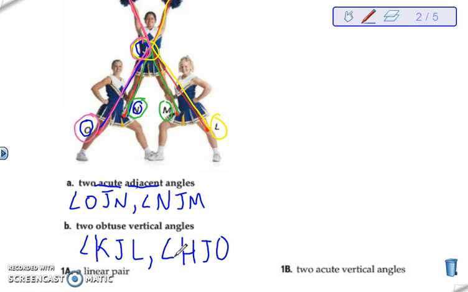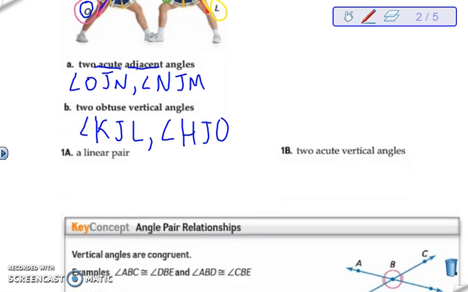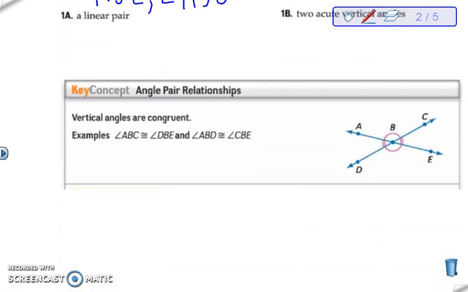Alright, so for the linear pair, and for the two acute vertical angles, I will let you try to figure those out on your own. Okay, so the next thing to talk about.